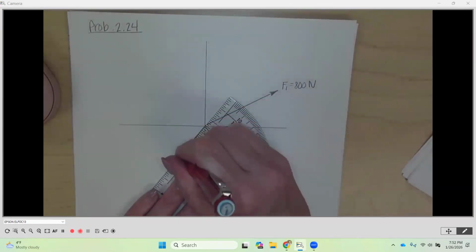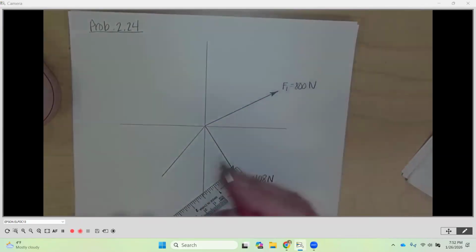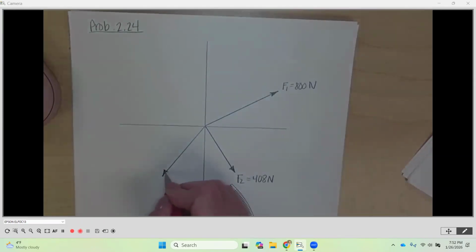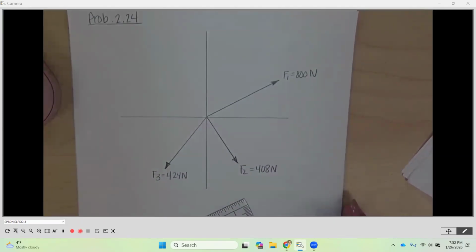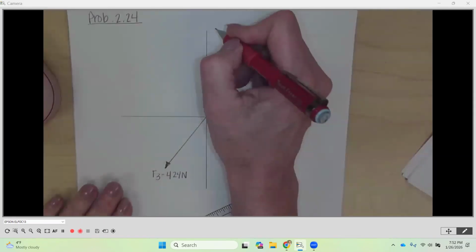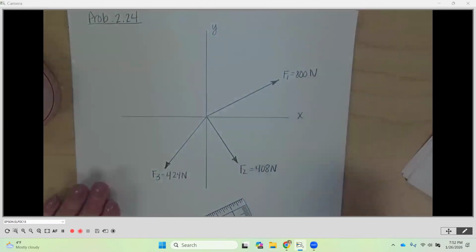And then we've got F3. Okay. And this is going to be 424 newtons. Okay. This is our Y. This is our X.